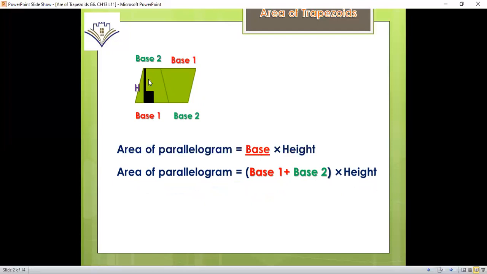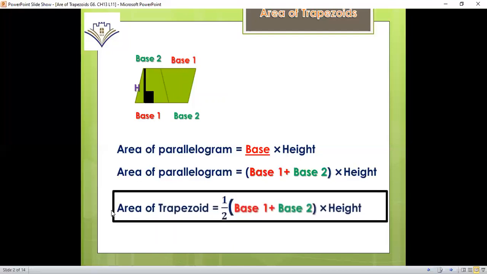But we need to calculate only one trapezoid. These two trapezoids are congruent. Both of them are equal. Then I need only one trapezoid. Then the area of trapezoid is equal to half the area of parallelogram. Again, we have two trapezoids here. These two trapezoids are congruent. I need only one of them. Then one trapezoid is equal to half the area of parallelogram.